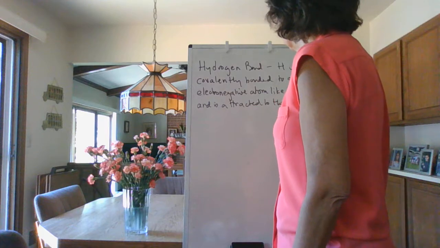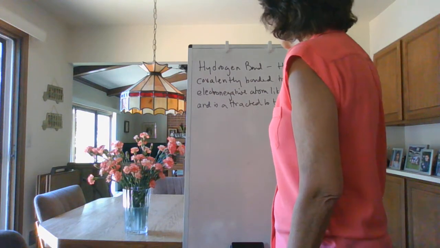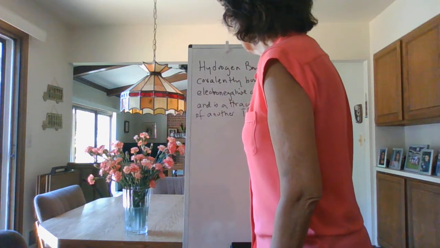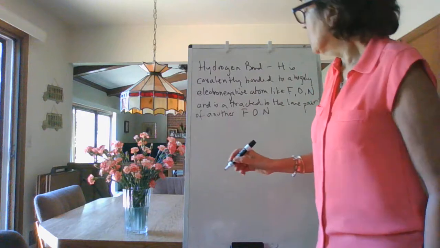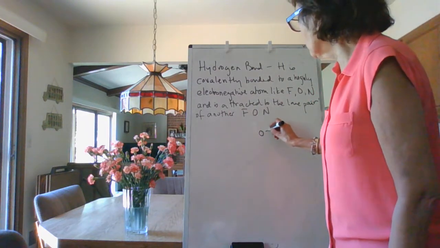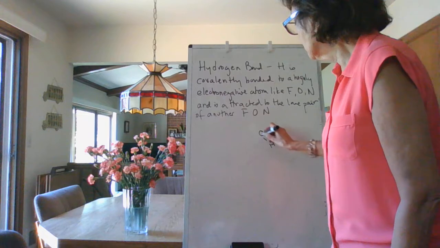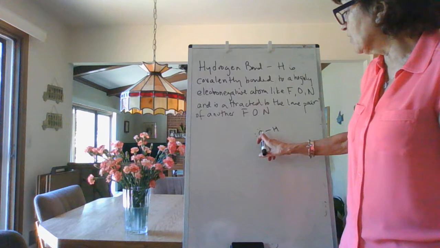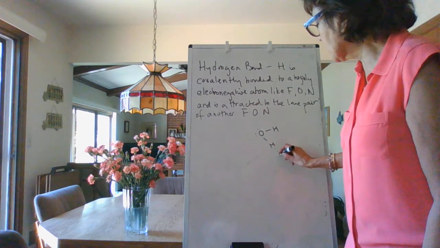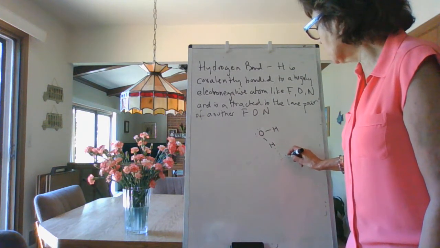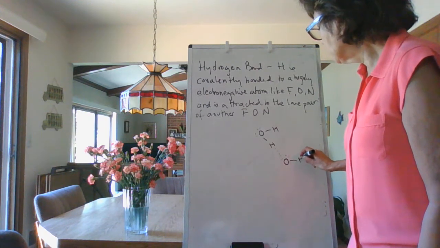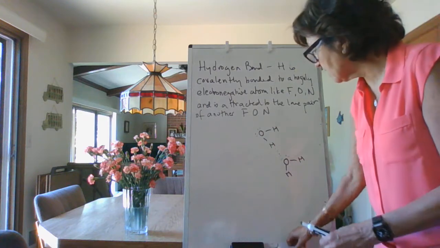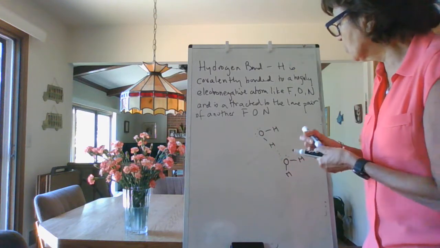the lone pair of another fluorine, oxygen, or nitrogen. So for example, if we have a molecule of water, see this hydrogen over here? It's covalently bonded to an oxygen. So it's going to be attracted to the lone pair of another oxygen. This right here, this dotted line, that's your hydrogen bond.